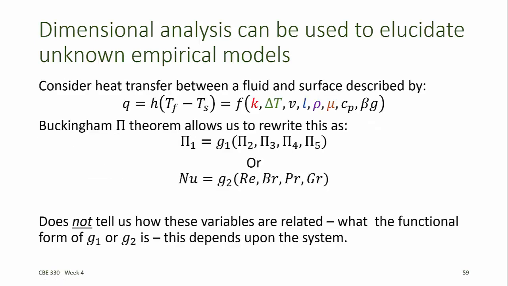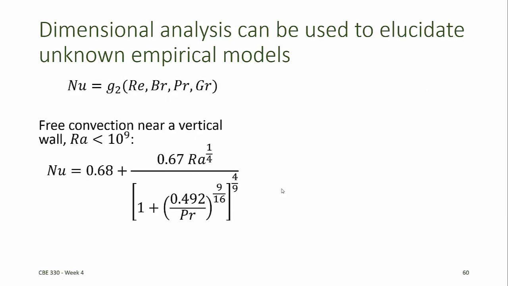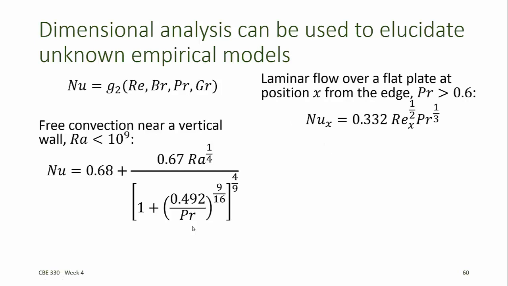In fact, there are many empirical models that predict Nusselt number as a function of some subset of these other dimensionless numbers for lots of different situations. For example, for free convection near a vertical wall, when the Rayleigh number is less than 10 to the 9th, the Nusselt number can be predicted by this mixed power law containing just the Rayleigh and Prandtl numbers. For laminar flow of a fluid over a flat plate at a position x from the edge of the plate, the Nusselt number is predicted by this power law relating the Nusselt number to the Reynolds number and Prandtl number.